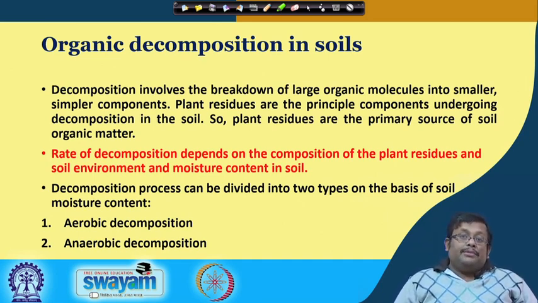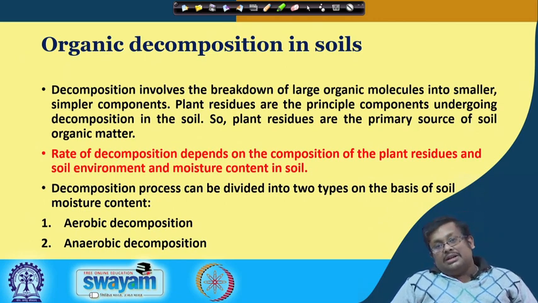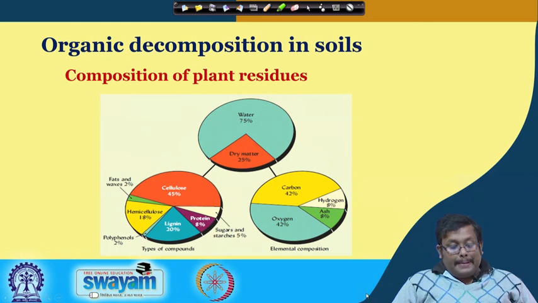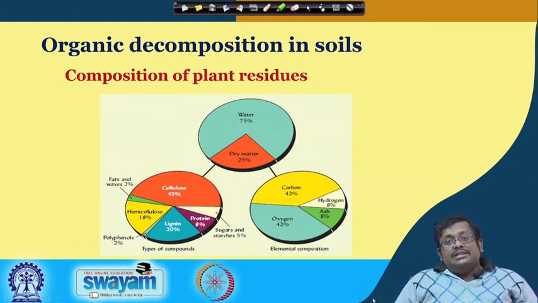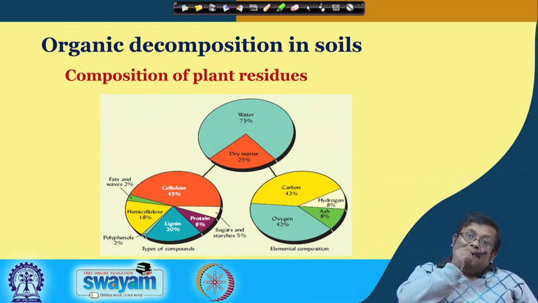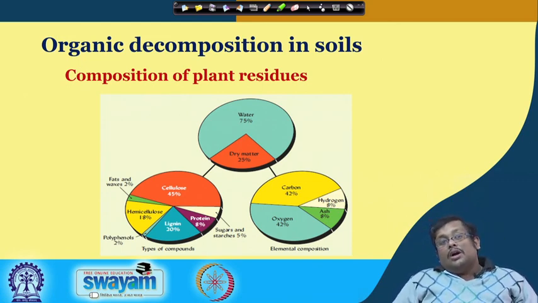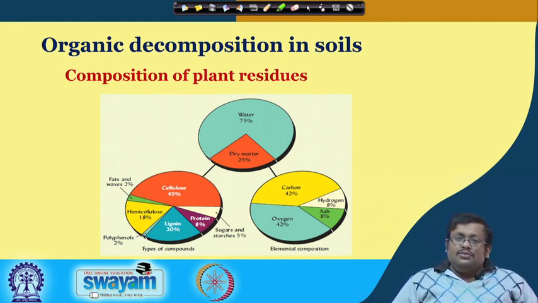So, the decomposition process can be divided into two major categories. One is aerobic decomposition, another is anaerobic decomposition. Now, if you consider the organic matter decomposition in the soil, obviously you have to talk about the composition of plant residue, because this is one of the major indicators of how these different fractions of organic matter will undergo decomposition.